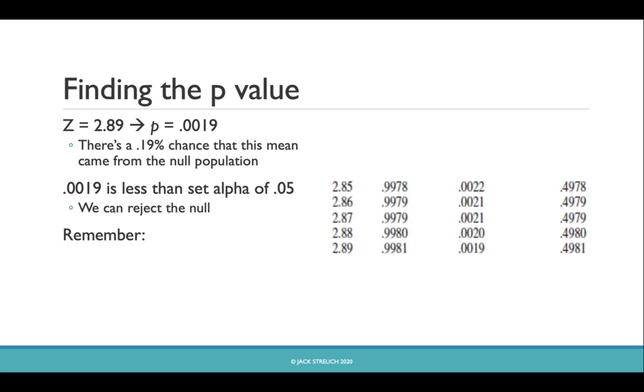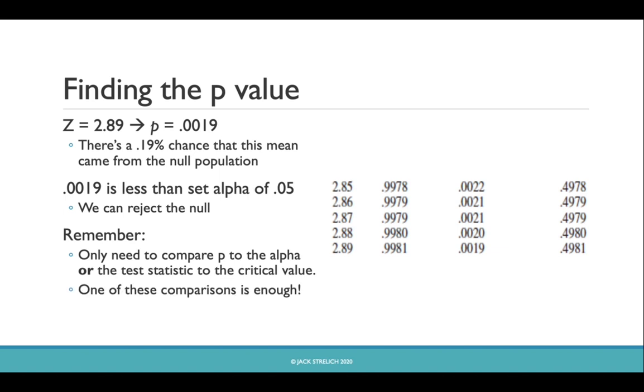So, a key thing to remember here is that we only need to compare p to the alpha or compare the test statistic to the critical value. One of these comparisons is enough to test our hypothesis and reach a conclusion.